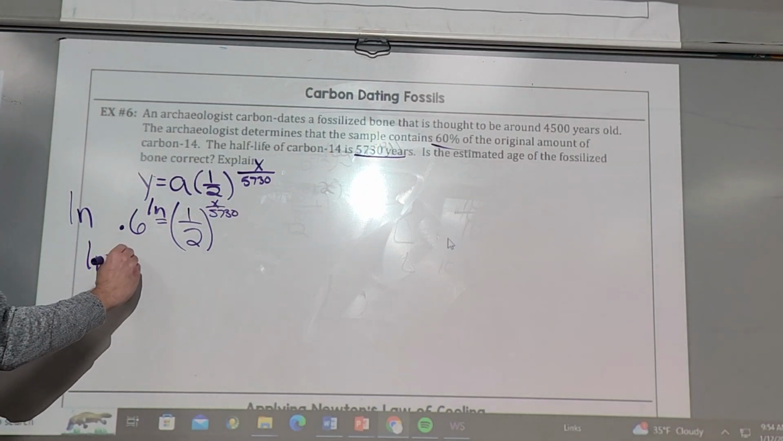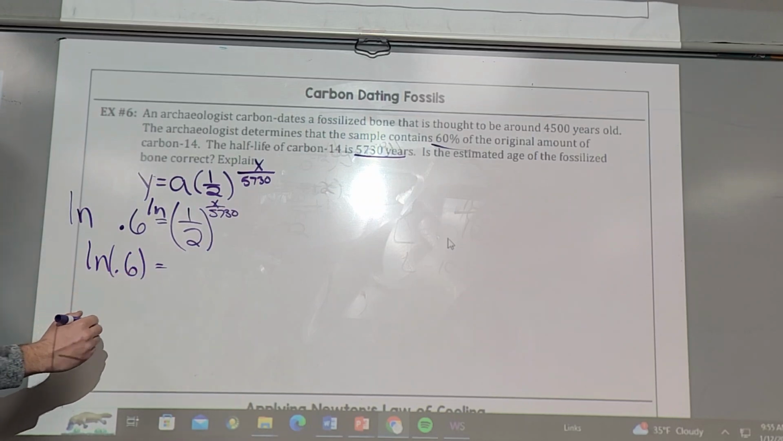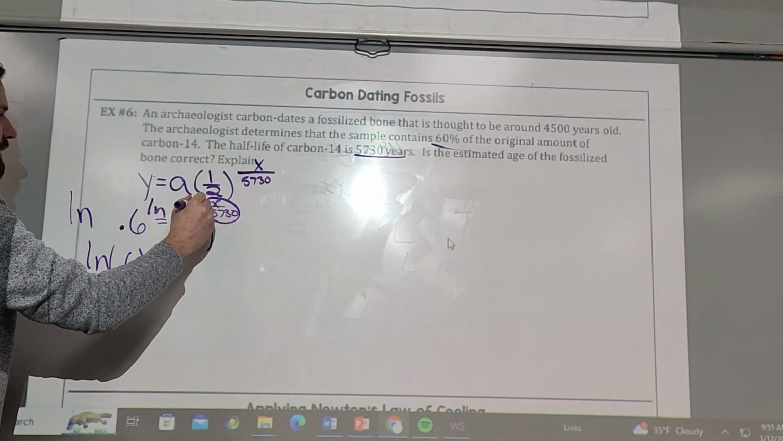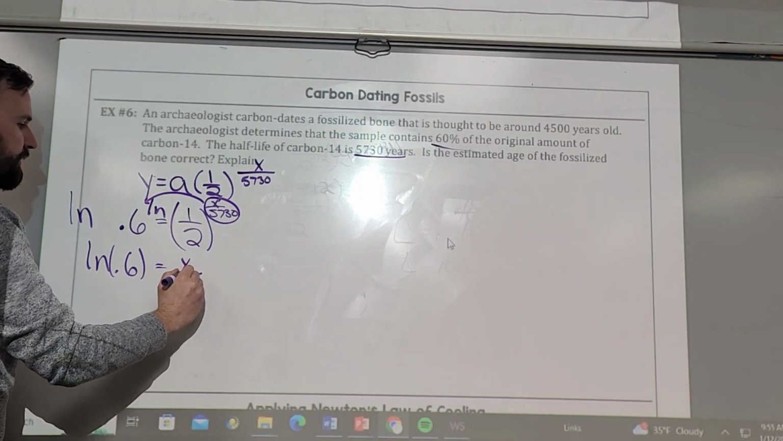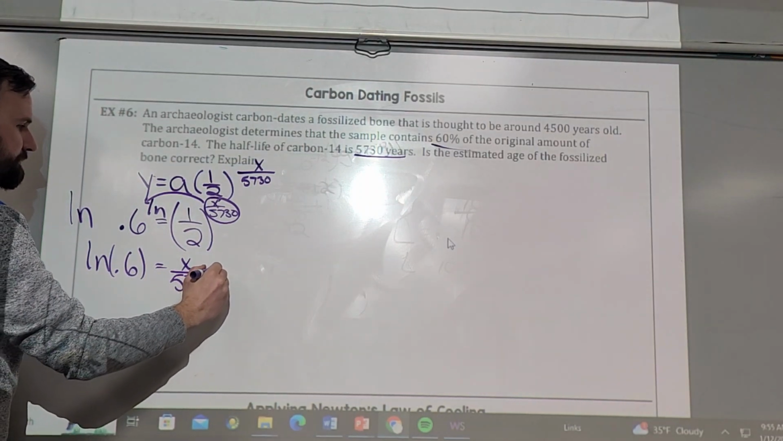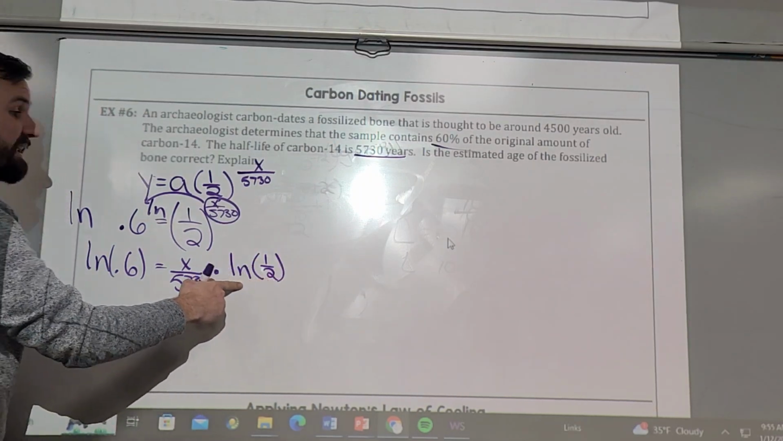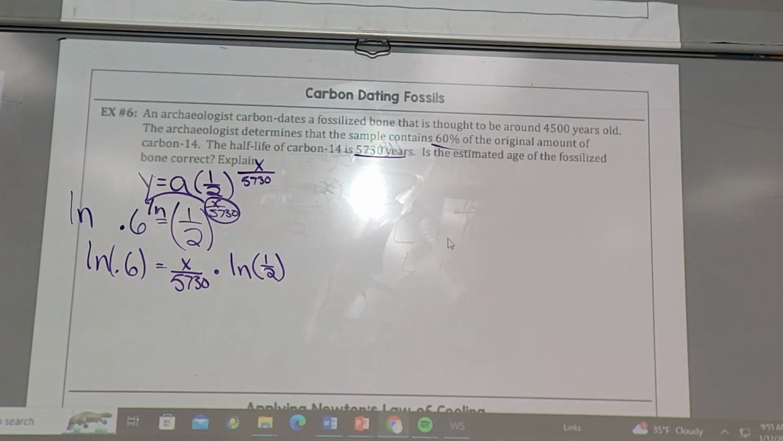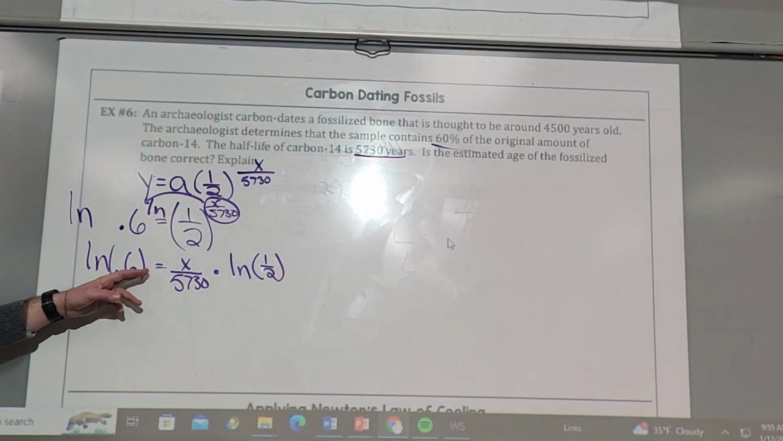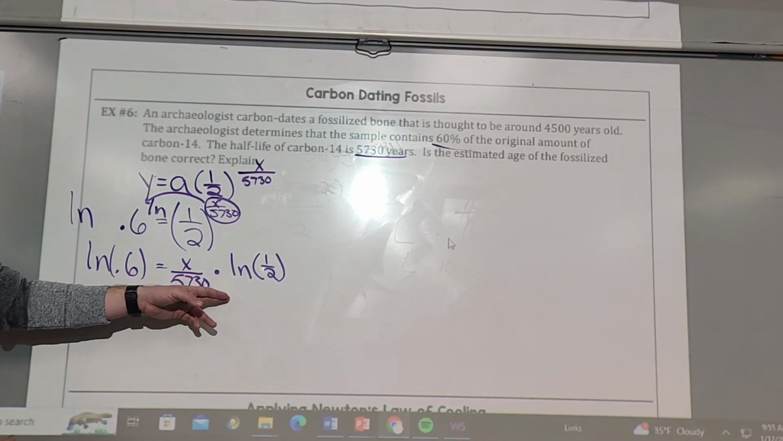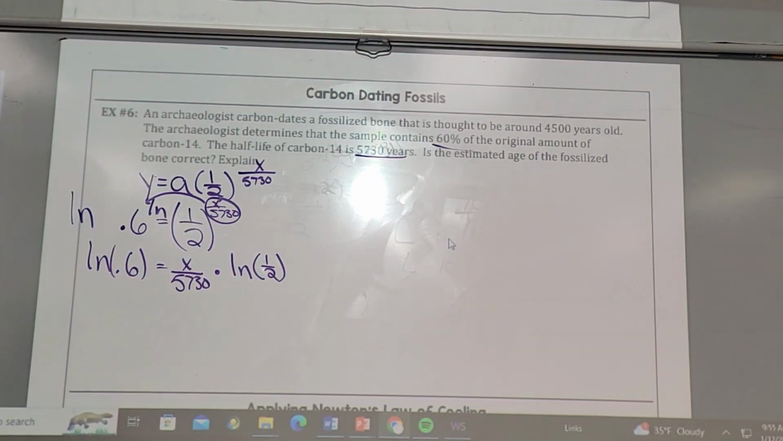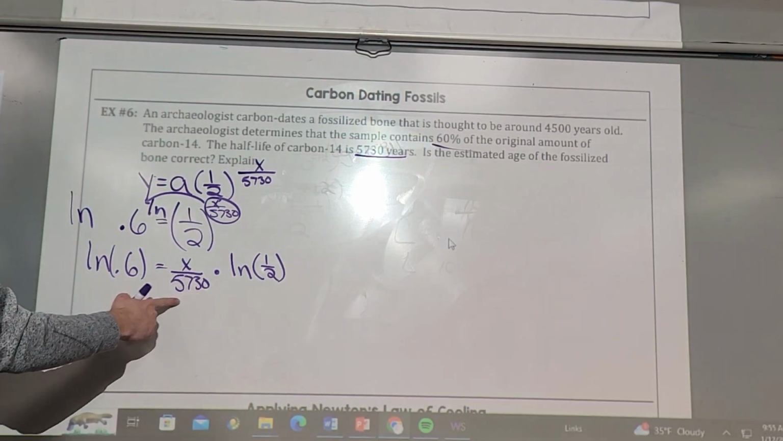So is natural log of 0.6 a number? Good. What do I do with my exponent when I log something? You move it to the front. And then this is going to be natural log of 1/2. Is that a number? Yes. Now this is a solvable thing, right? How do I get rid of this? This would be a calculator. No, you got to use your tables from your slide rule. How do I get rid of this 5730?